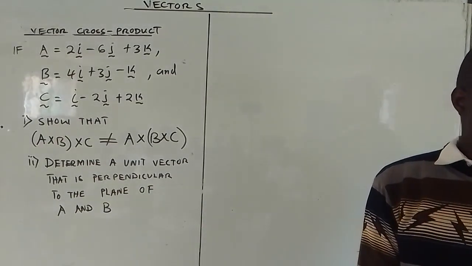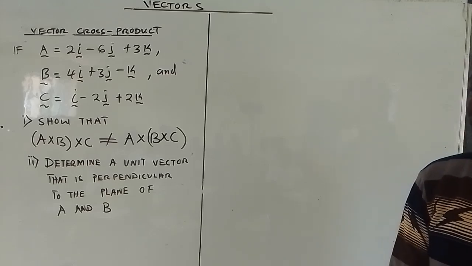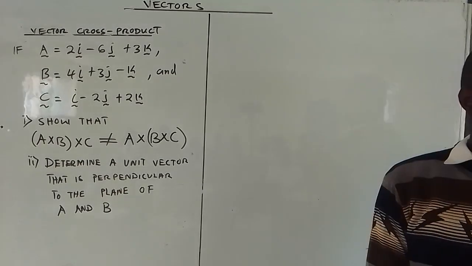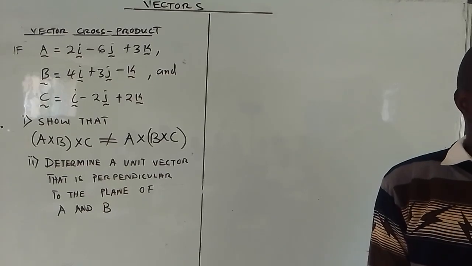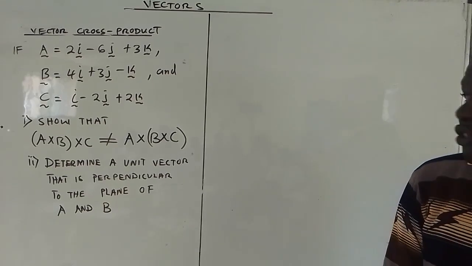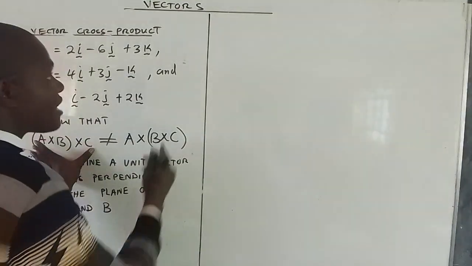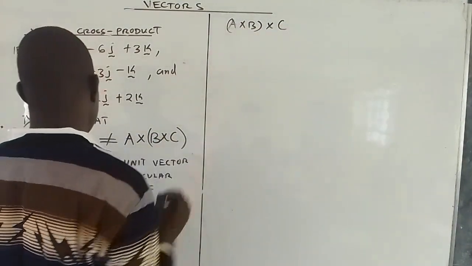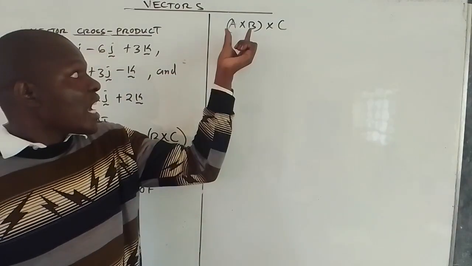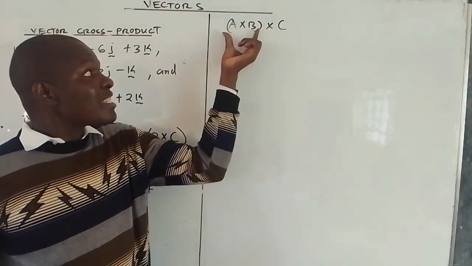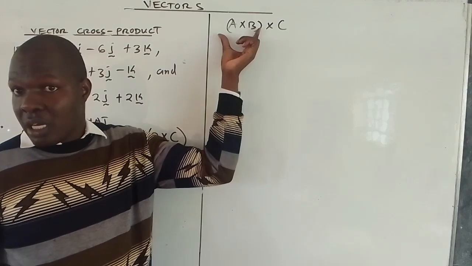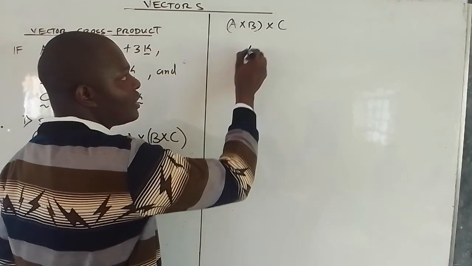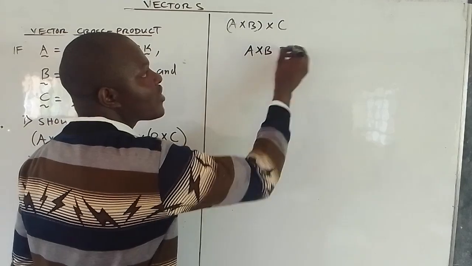So when you are dealing with this, you know matrices is the order. What comes first must come first, isn't it? Are we together? So for you to get this first part, you need to find A cross B cross C, isn't it? Meaning you must first get what is inside the bracket, A cross B.